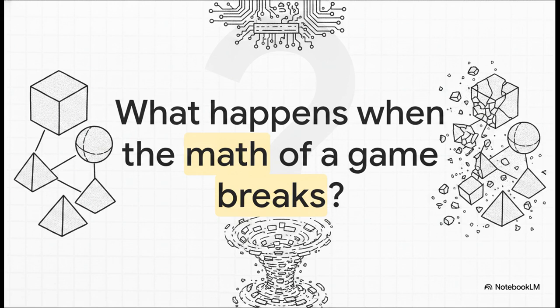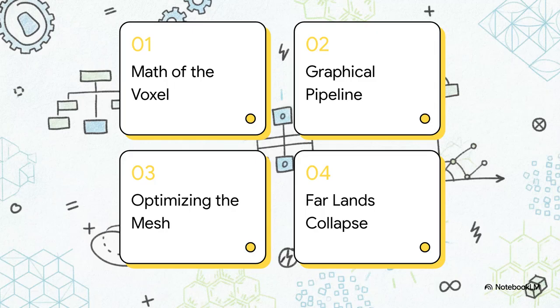Well, before we can understand how a digital universe collapses into total chaos, we first have to explore the perfect, deterministic geometry that builds it from the ground up. Here's our roadmap for this explainer. We'll start with the primitive voxel. Follow it through the graphical pipeline. Check out how the system optimizes millions of polygons. And finally, witness the absolute limits of 32-bit math.